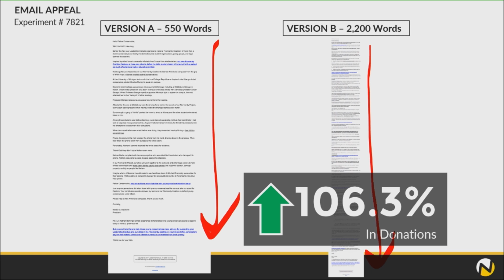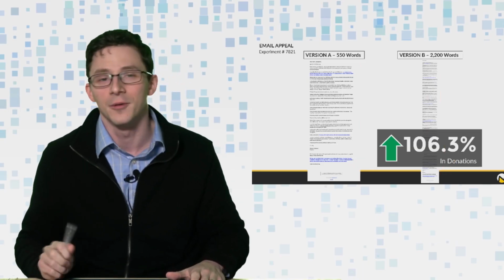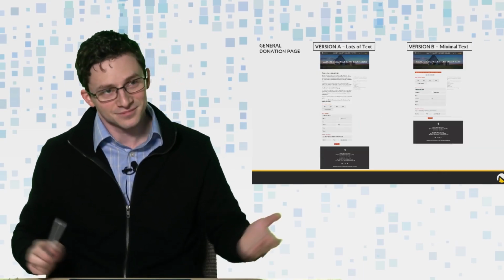If you chose version B, you're correct. Version B resulted in a 106% relative increase in donations, a statistically significant result. Wow, would you believe it, right?